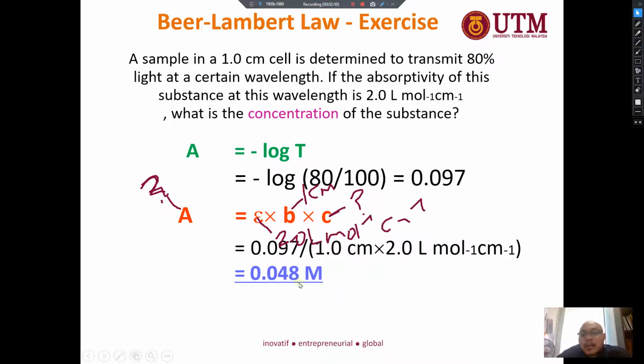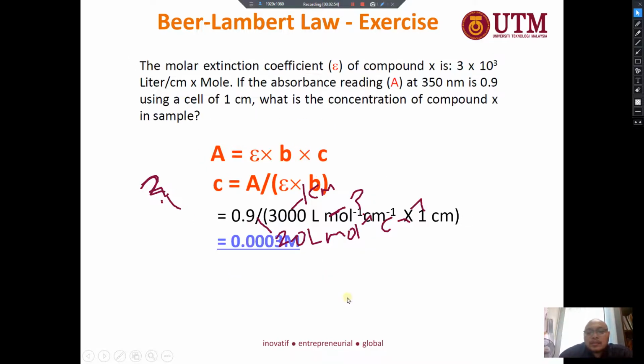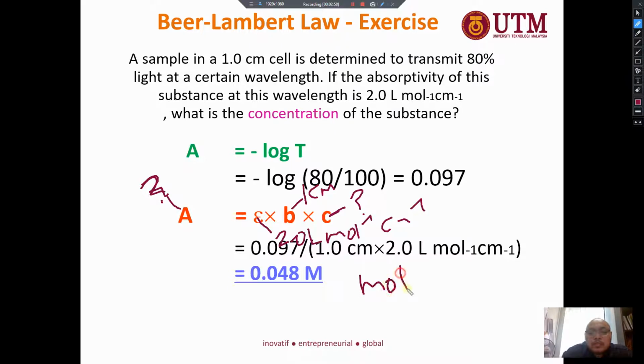Molar, the other unit is mole per liter. If you cancel the units cm with cm, and invert everything, it will be mole over liter. So mole per liter is molar. Don't get confused with the unit. Let's say the question is not asking about finding the concentration, but asks you to find the molar absorptivity. Make sure you are able to get the correct unit for the answer. If you don't put the correct unit, the mark can be deducted.